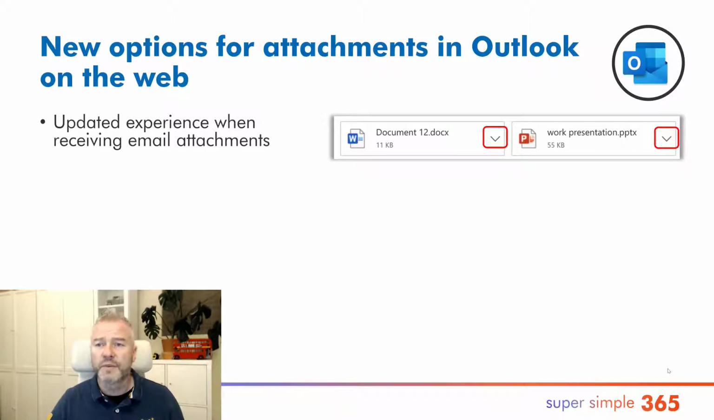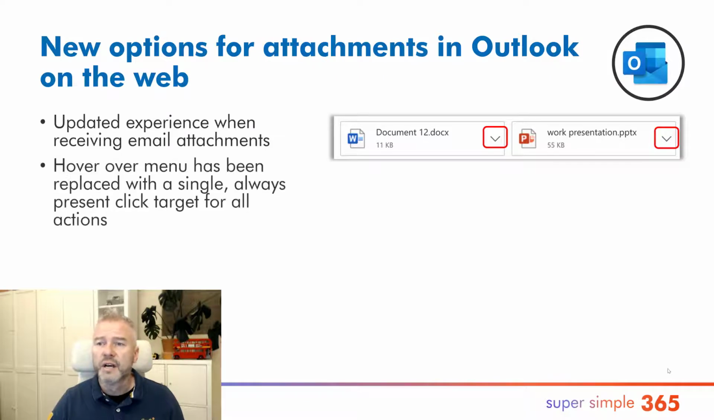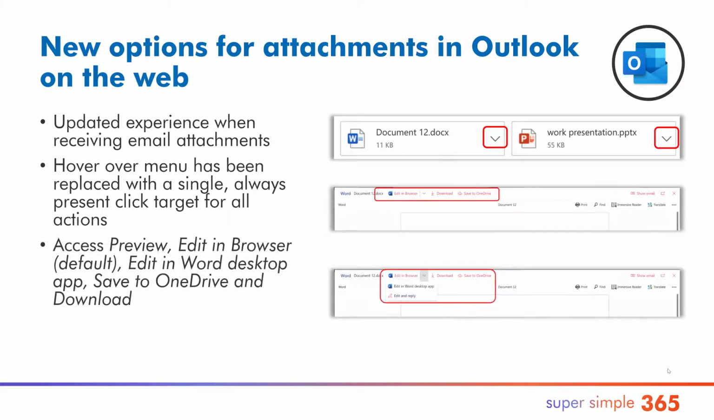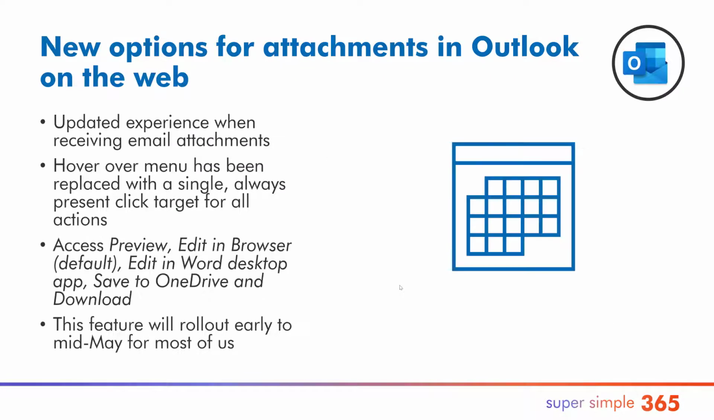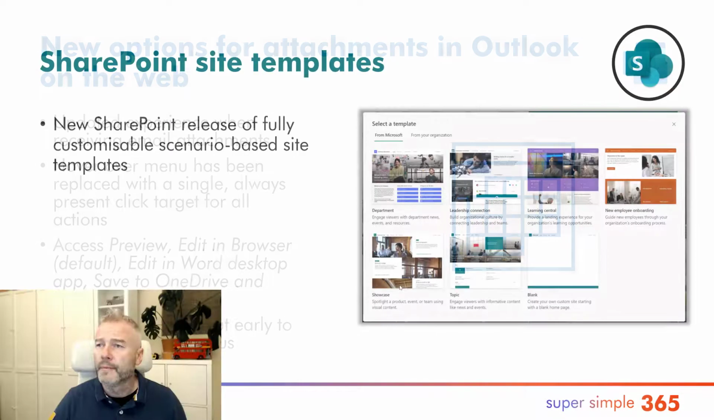We have an updated experience when receiving email attachments. The hover over has been replaced with a single button that's going to give you the ability to access the preview, edit in browser, edit in the Word desktop, etc., and then save to your OneDrive and download. The default will be edit in browser, but you can see here on the right, if you click the drop down, you do have some other options there. If you start editing it, it will immediately save it into your OneDrive. This feature will be rolling out early to mid-May, so next month for most of us, although some people will have it a little bit earlier.